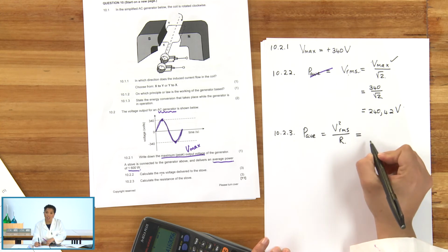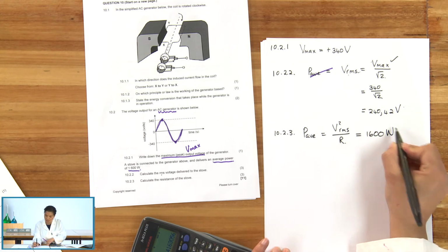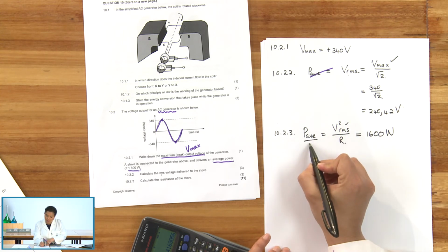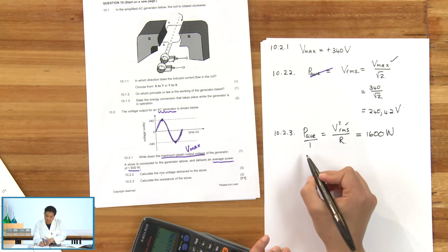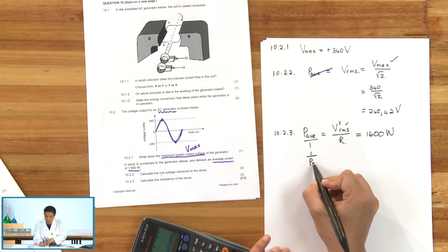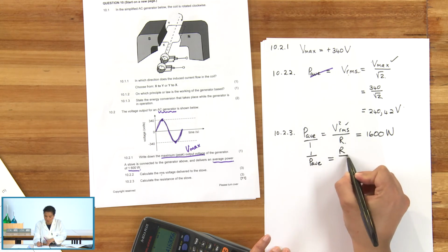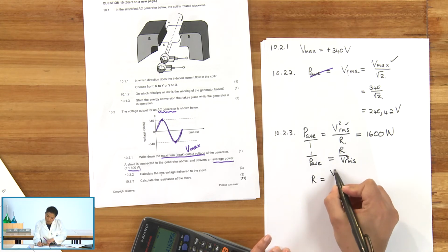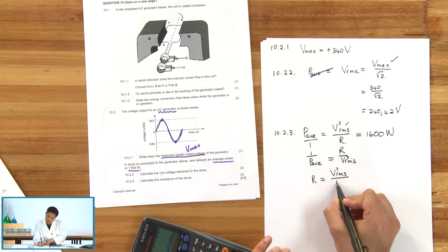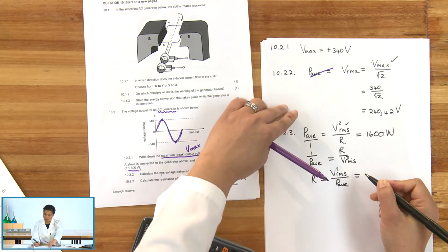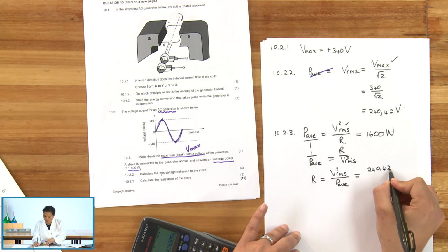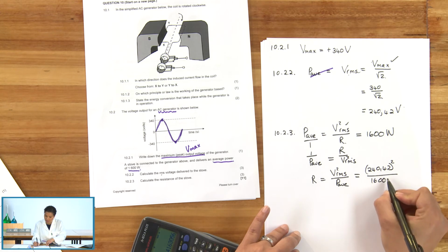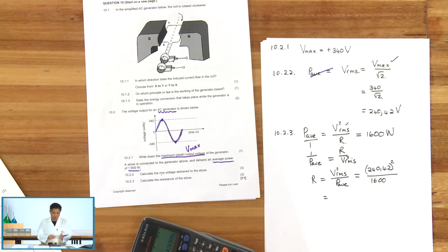We know that this average power equals 1,600 watt. We've got VRMS, so we can invert. Remember, this is over 1. We can invert this, and we can say 1 over average power equals R over V RMS squared. And so R would equal V squared RMS over the power, which equals 240,42 squared over the power 1,600. And let's go work out that resistance.